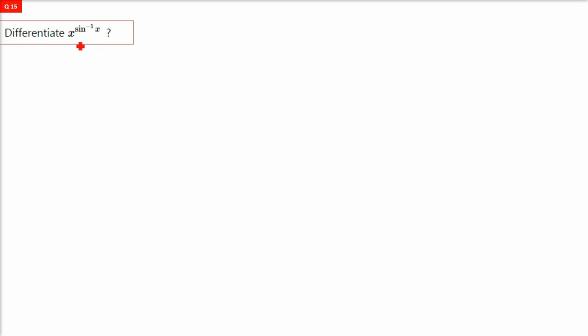Differentiate x raised to sine inverse x. Now this you have to bring in front. Without that, it is difficult to solve. So we'll take log on both the sides. So y is equal to x to the power sine inverse x. Let us take log: log y will be equal to sine inverse x will come in front, and this is log x. So sine inverse x log x.